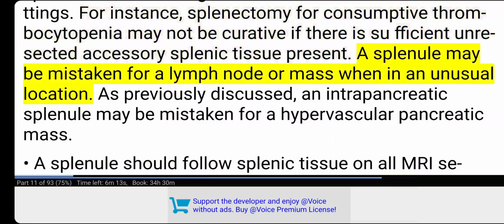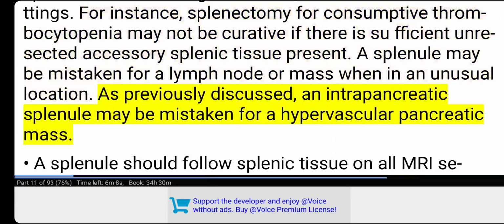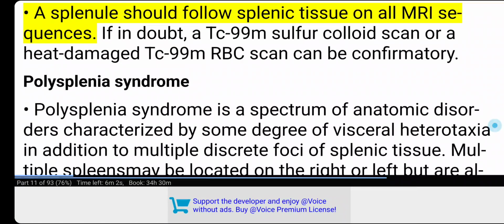A splenule may be mistaken for a lymph node or mass when in an unusual location. As previously discussed, an intrapancreatic splenule may be mistaken for a hypervascular pancreatic mass. A splenule should follow splenic tissue on all MRI sequences.